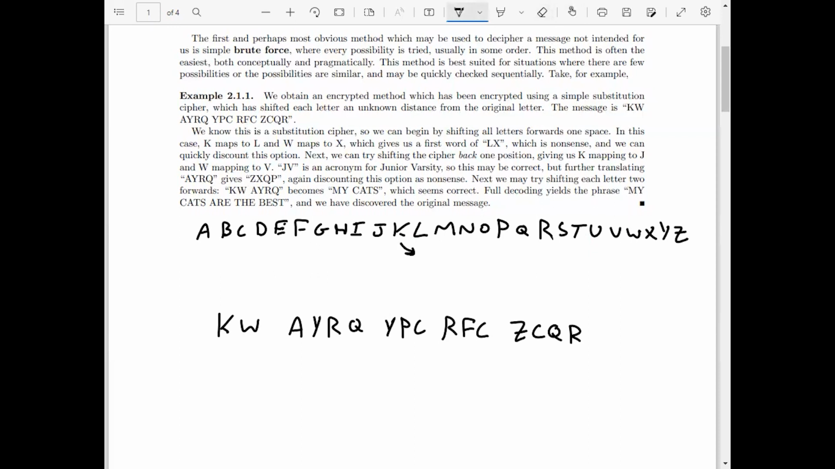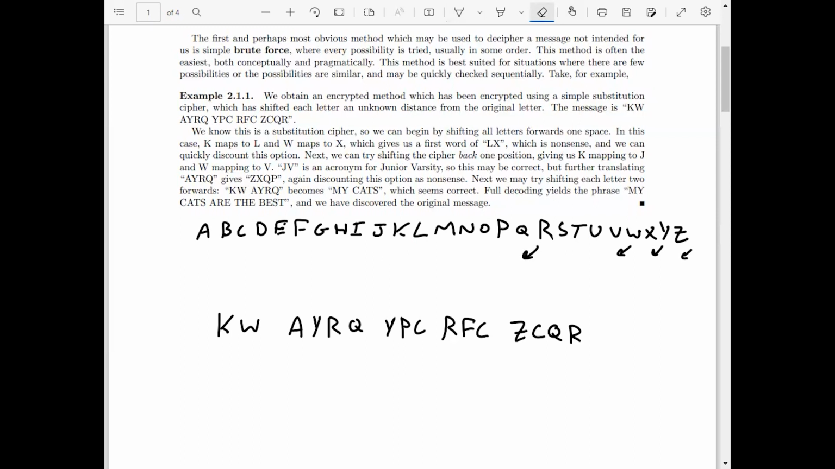If they didn't shift it forward, there's also a possibility that they shifted it back. So let's examine that. K shifts back to J, W shifts back to V, and we get JV. Now that is an abbreviation for junior varsity, so that might be it. It'd be a little bit unique. A, however, maps backwards to Z, which isn't looking good. Y maps to X, R maps to Q, and we can pretty much abandon it again. Absolutely nothing is going to come from this, so we know that it wasn't that one.